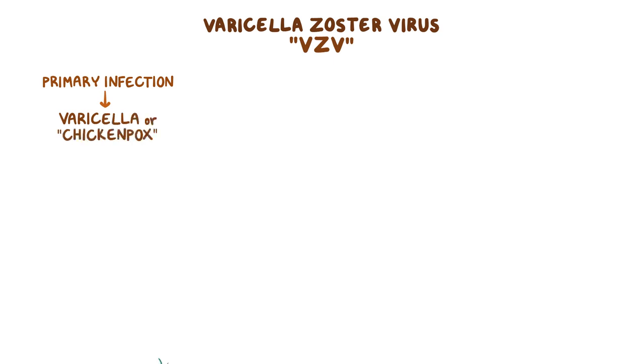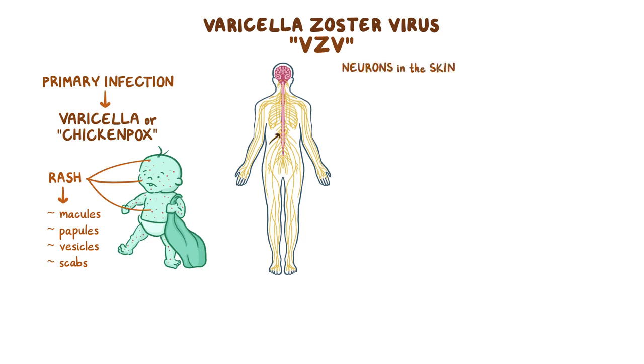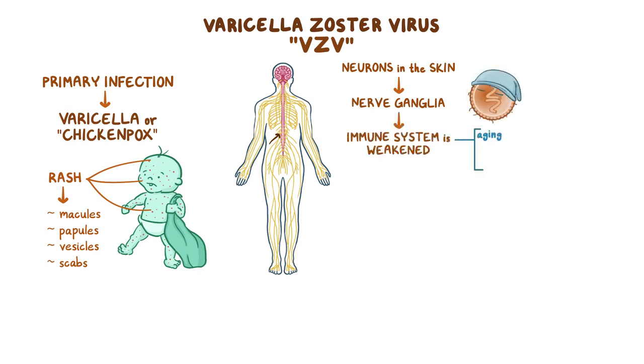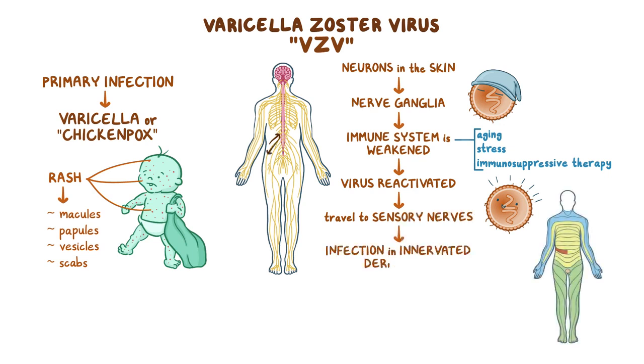Alright, now let's move on to varicella zoster virus. VZV causes a primary infection called varicella, or chickenpox, which is characterized by a rash on the scalp, face, and trunk that contains macules, papules, vesicles, and scabs at the same time. Now, from the neurons in the skin, VZV travels retrogradely to the nerve ganglia, where it remains dormant. Later on, if the immune system weakens due to aging, stress, or immunosuppressive therapy, the virus can be reactivated. It can then travel back up through the sensory nerves anterogradely to the skin and cause an infection in the innervated dermatome. And that's called herpes zoster, or shingles.